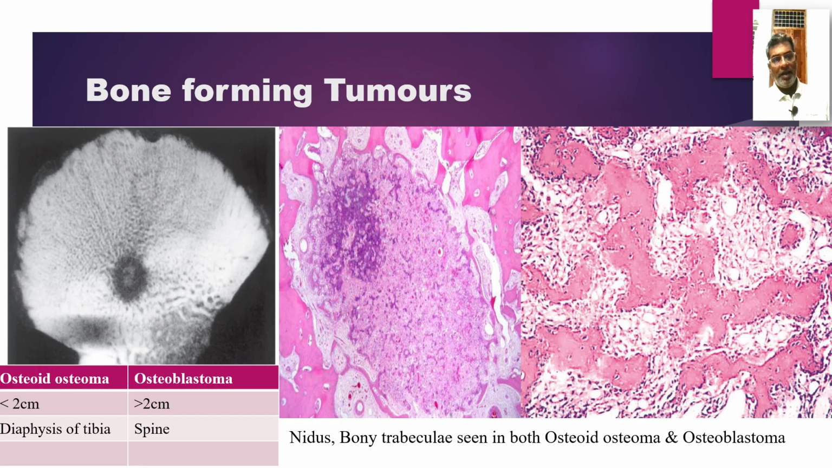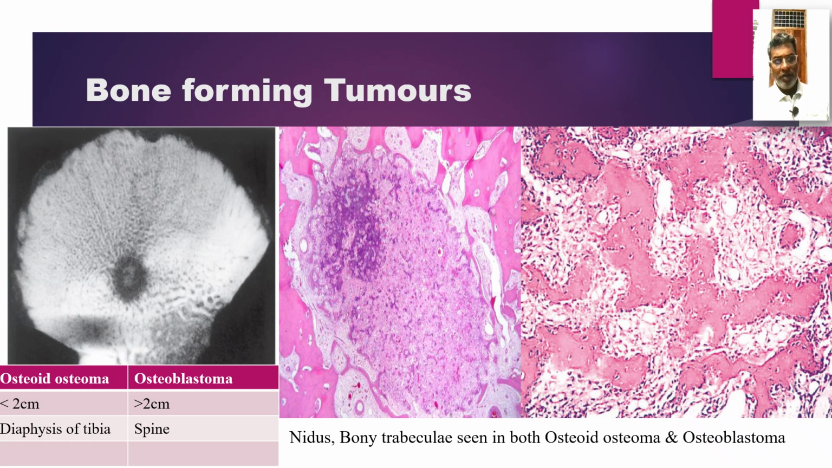As in the previous slide, I have told bone forming tumors will be osteoid osteoma, osteoblastoma, and osteosarcoma. Osteoid osteoma and osteoblastoma are benign tumors, 10 to 20 years age. Histologically, both are looking similar. Only the size will be different and the location will be different. It is around less than 2 centimeters or 2.5 centimeters, seen mostly in the diaphysis of the tibia and few in the metaphysis also. In osteoblastoma, it will be involving the spine and the size will be more than 2.5 centimeters.